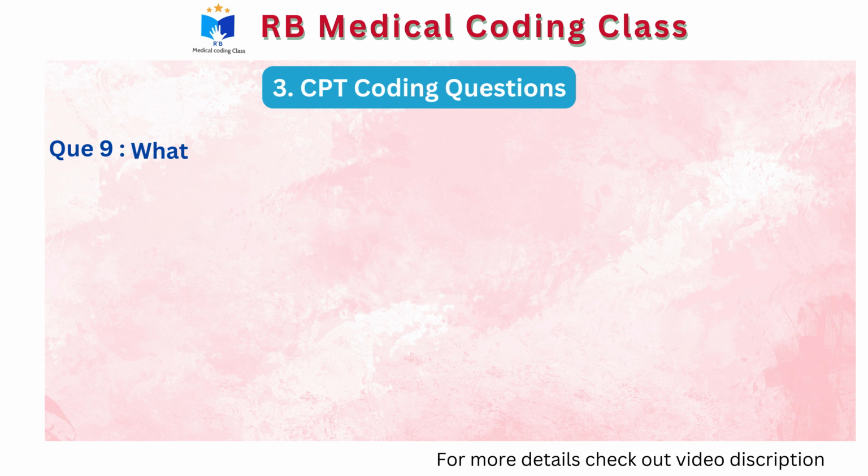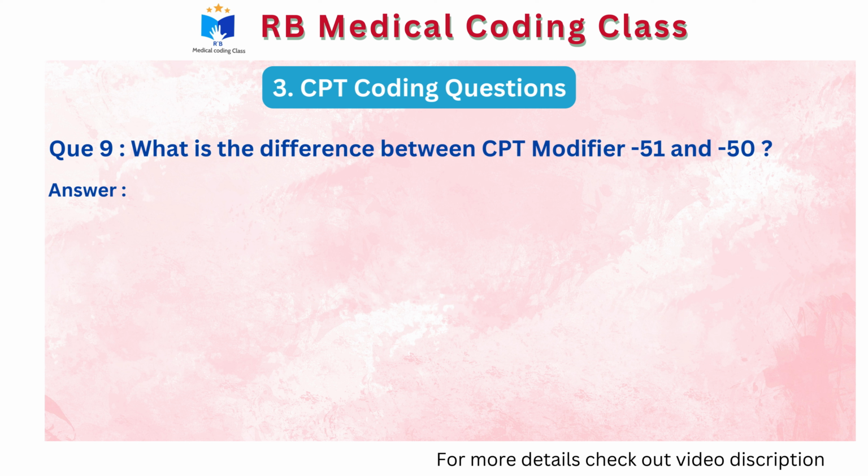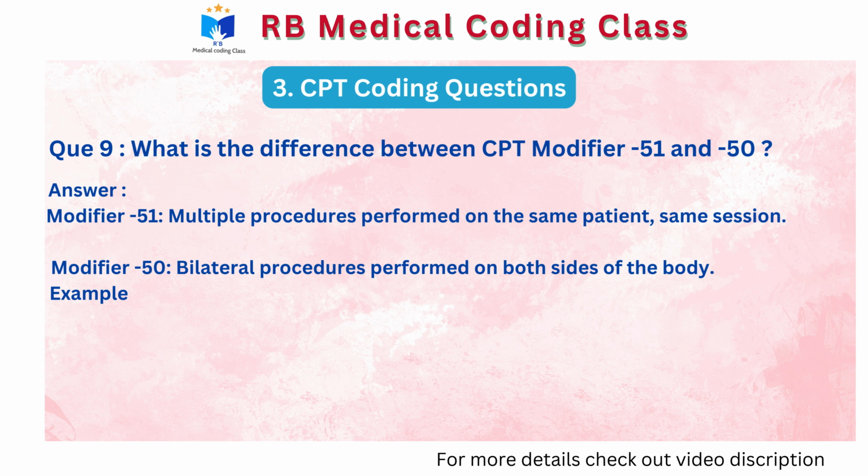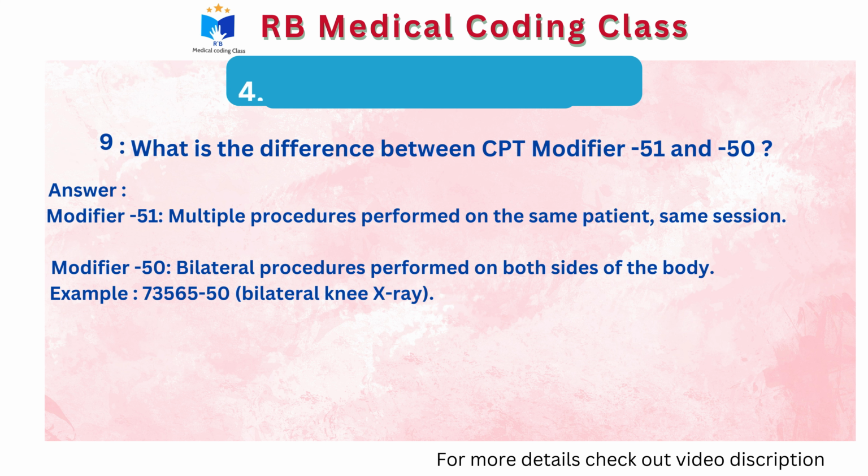Question 9. What is the difference between CPT Modifier 51 and 50? Answer. Modifier 51. Multiple procedures performed on the same patient, same session. Modifier 50. Bilateral procedures performed on both sides of the body. Example, 73565-50, bilateral knee X-ray.